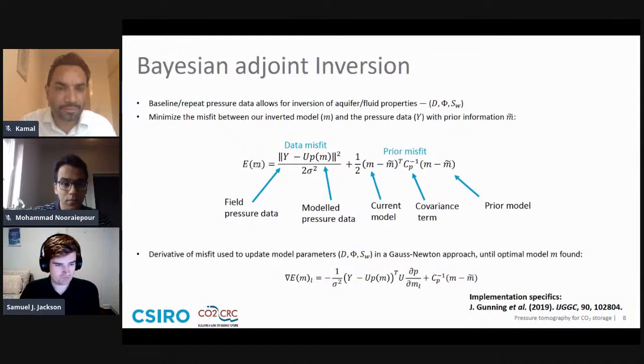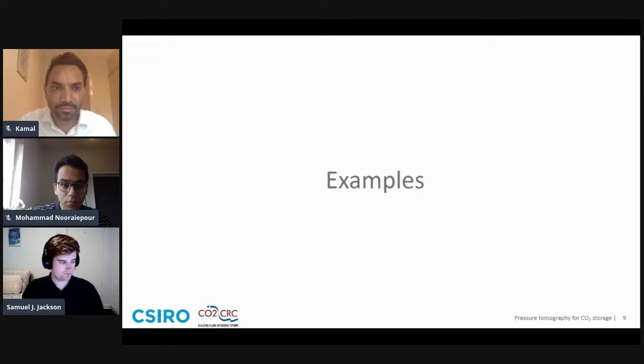And we take the derivative of this error function to actually update our model parameters in a Gauss-Newton approach until we find an optimal model which fits our pressure data. And that then ends up with an optimal diffusivity, phi, and gas saturation in the domain, which allows us to match that pressure. So this is a very broad overview of the process. There's a lot of numerics that goes on behind the scenes here, and that's really detailed in this paper by James Gunning et al. in the International Journal of Greenhouse Gas Control. So I'll run through some examples.